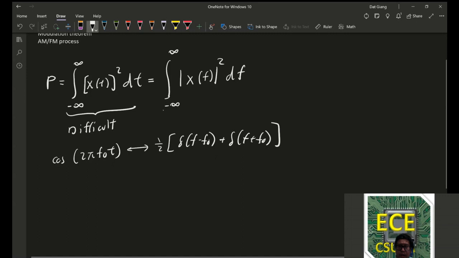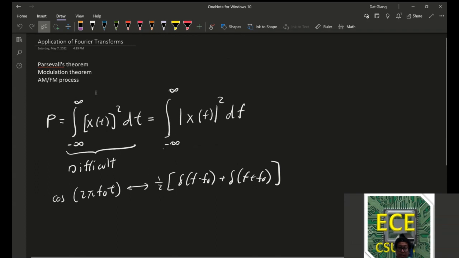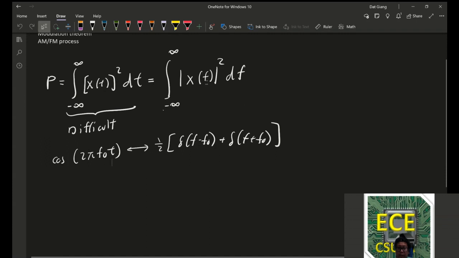And the integral of a delta function is just whatever value the function has at plus or minus f naught, and then multiplied by 1/2. So notice the difference. This one is easier to evaluate as an integral compared to this. And that's the idea of Parseval's theorem, that we can assess the power of a signal by looking at it in the frequency domain compared to the time domain.